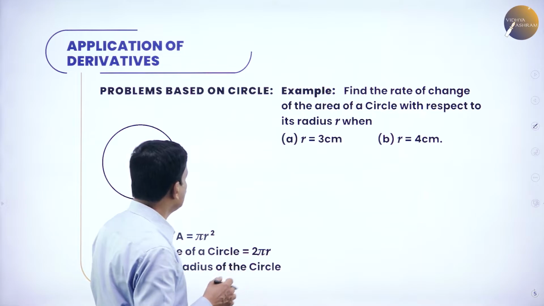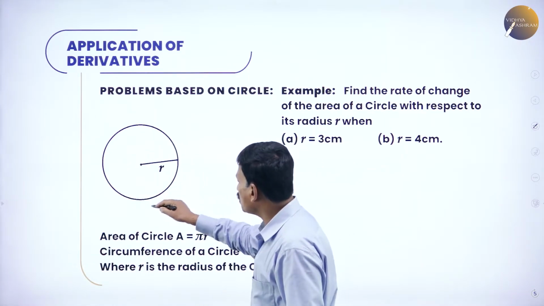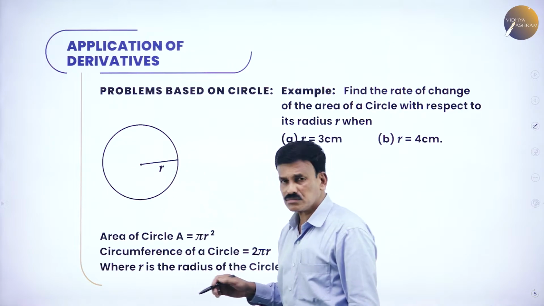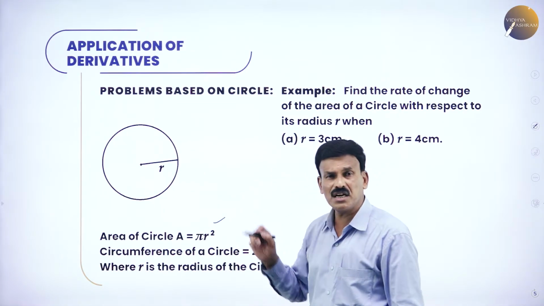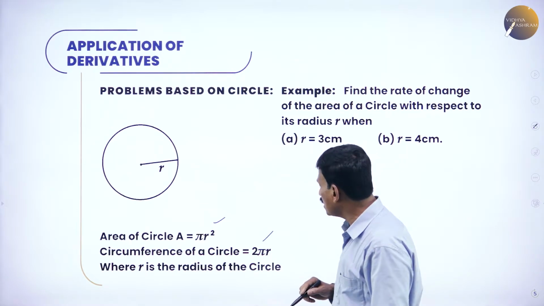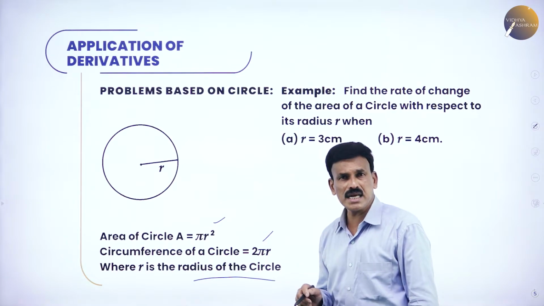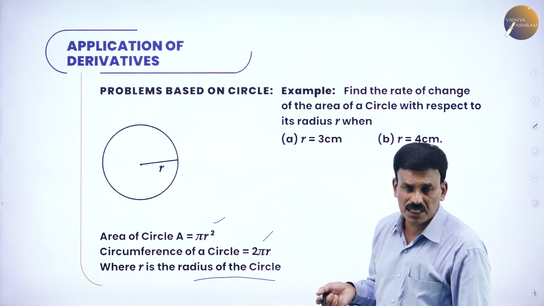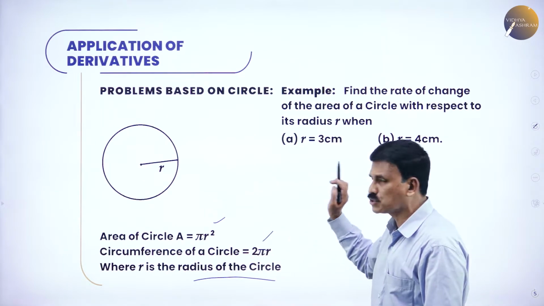This is a very important concept. Now before going to the problem, suppose r is the radius of a circle, then we know that the area of a circle is given by pi r square. The circumference of the circle is 2 pi r, where r is the radius of the circle.